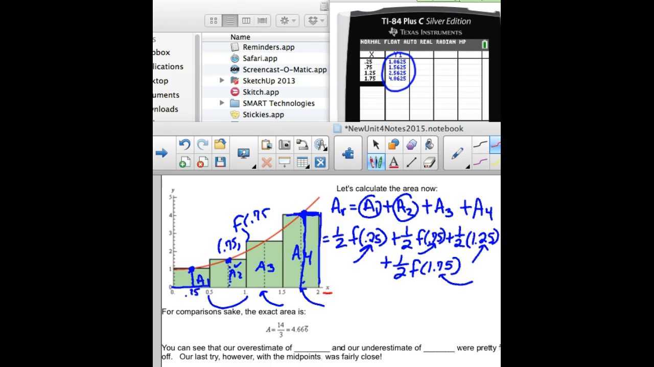The easiest thing to do on your calculator is to take this half, pull it out front, and then you'd have f of 0.25, which was 1.065, plus f of 0.75, which is right there, 1 point. So let your calculator table help you for the ones that you prefer not to do by hand. And then this would be 2.5625, and then this would be 4.0625. And if you did that on your calculator, go ahead and write it down.